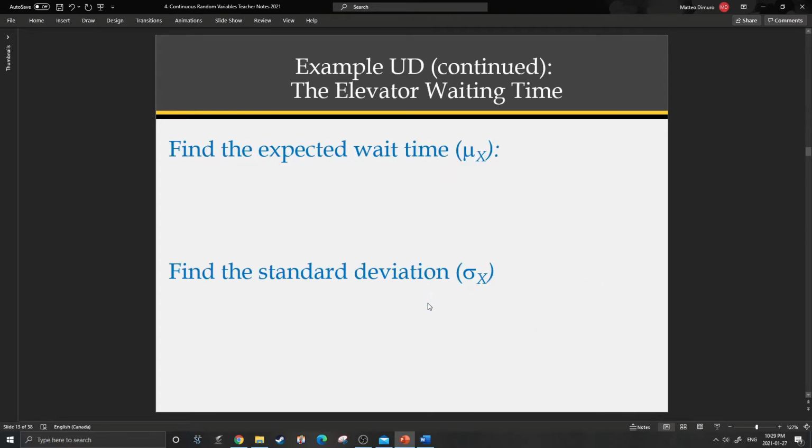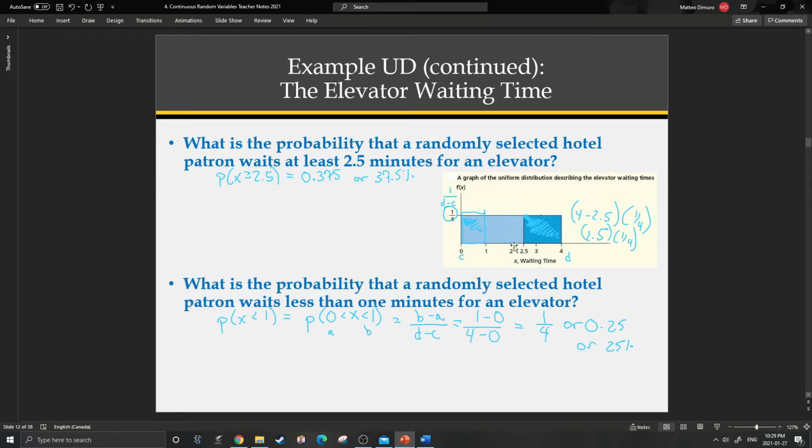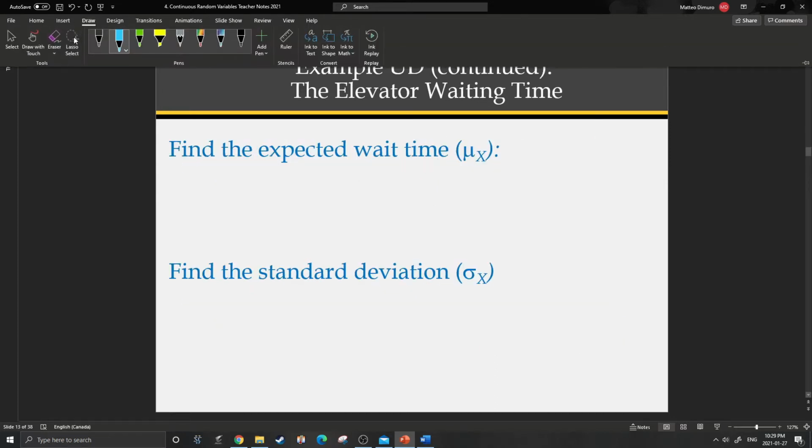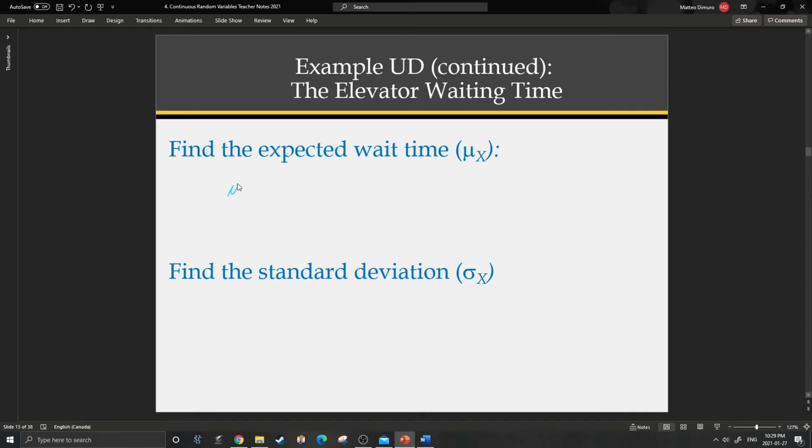One last thing. It wouldn't be complete if we didn't calculate the mean waiting time. Now, you're not going to be surprised what it's going to be in this one, because the mean waiting time, remember, is the midpoint of the distribution. So it should be 2. Now, the formula I gave you is this one right here. It is C plus D divided by 2. And in our case, C is 0, D is 4, divided by 2. So your mean is 4 divided by 2, or 2 minutes.